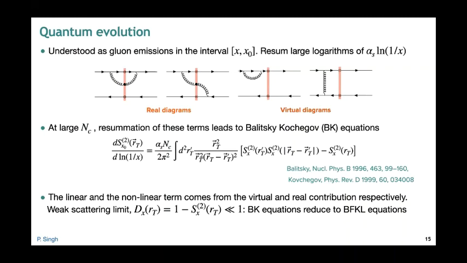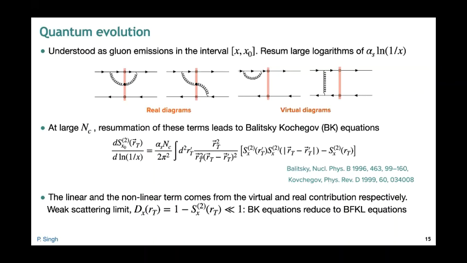Now it contains two types of terms. The first one is the linear term, and it contains the virtual information, the information from the virtual diagram. And the other one is the quadratic term, which contains the information about the real contribution. Now, if you consider the weak scattering limit, you can get rid of this quadratic correction, and then your BK equation will reduce to the BFKL equation.